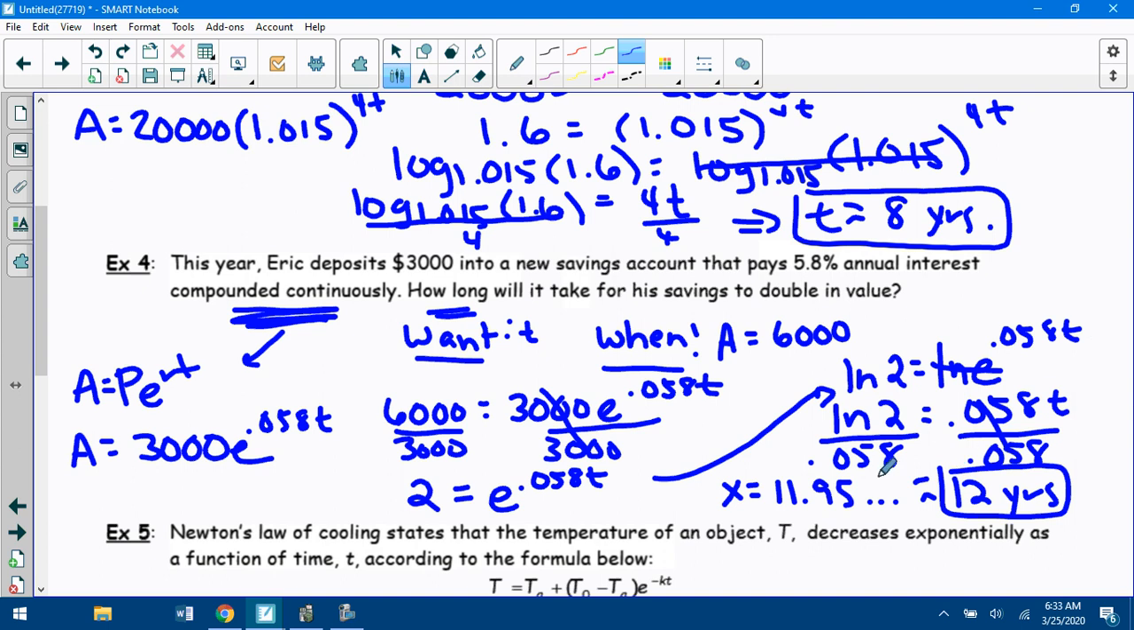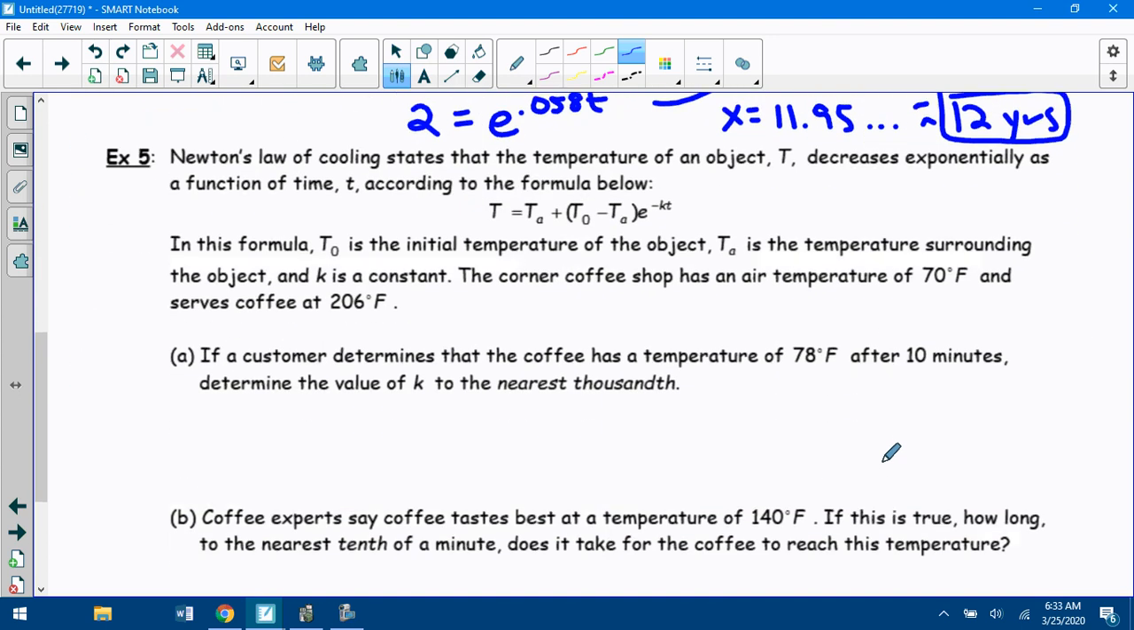Okay, last one. And you might recognize this formula. It says Newton's law of cooling states that the temperature of an object T decreases exponentially as a function of time according to this crazy looking formula. In this formula, T sub 0 is the initial temperature of the object. T sub A is the temperature surrounding the object, and K is a constant.